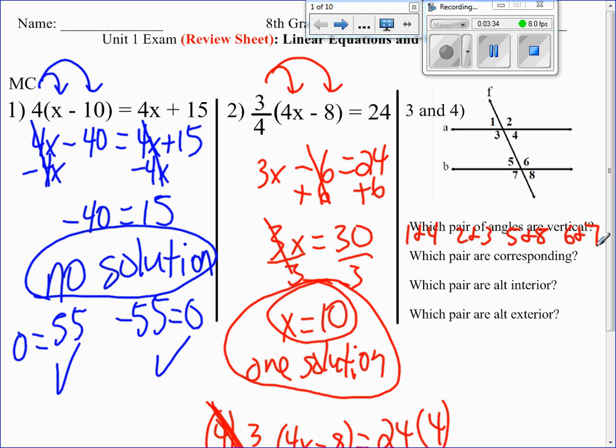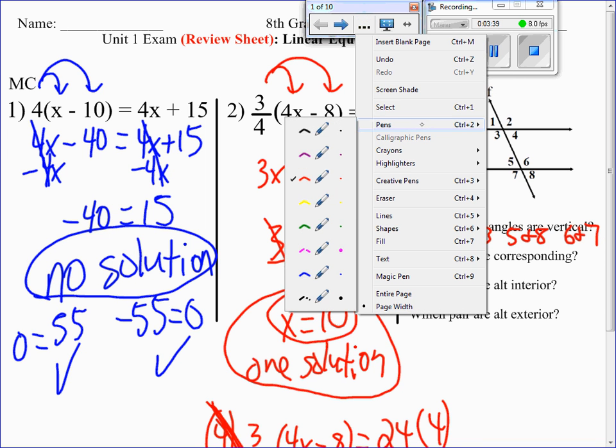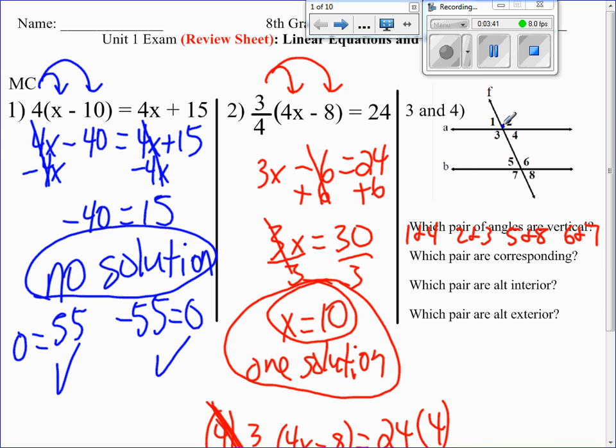Which pair are corresponding? Corresponding means that they're in the same position or location. So if you go in the top section, right on the middle, look at number 1. Number 1 is in the top left. Then we look at the bottom angles. Which one's in the top left? Number 5. So that means that number 1 and number 5 are corresponding. 2 and 6, 3 and 7, 4 and 8. So these 4 angles, you can just shift down to these 4 angles and just match them up. So that's it for the first page.